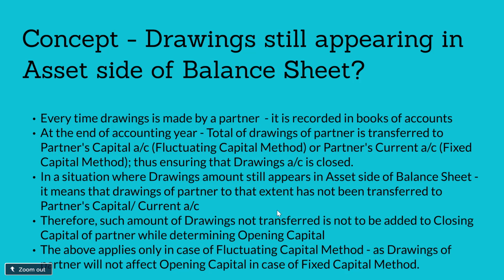Now, obviously this will apply only in the case of the fluctuating capital method. Why? Because the drawings of the partner will not affect opening capital in the case of the fixed capital method. In the case of the fixed capital method, while calculating the opening capital from the closing capital, drawings of the partner are ignored. So this concept will apply only in the case of the fluctuating capital method.